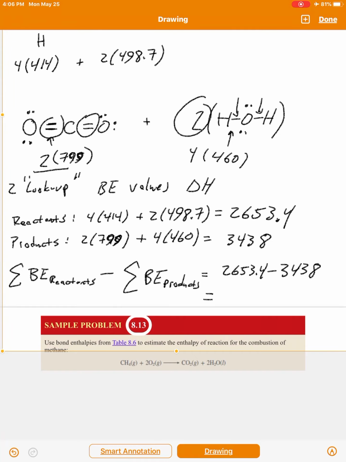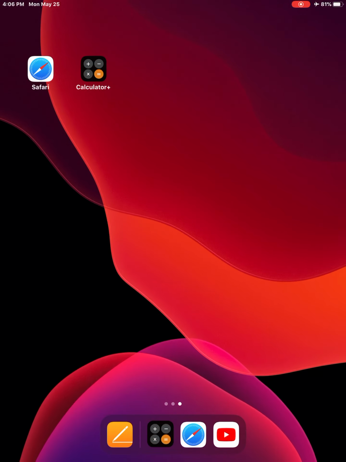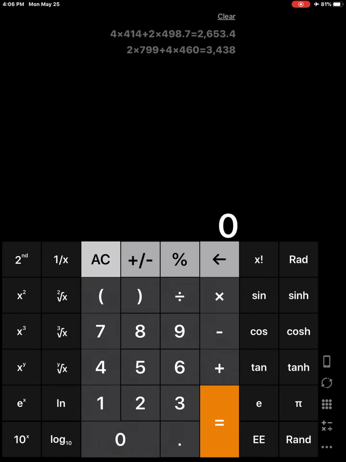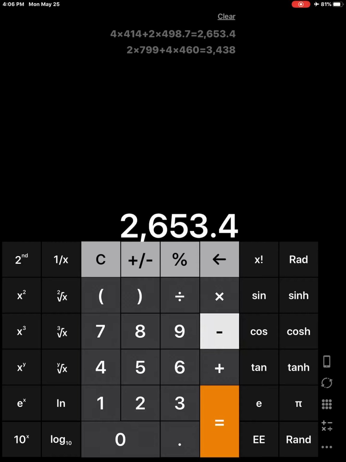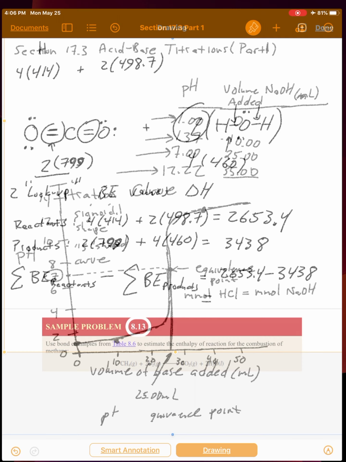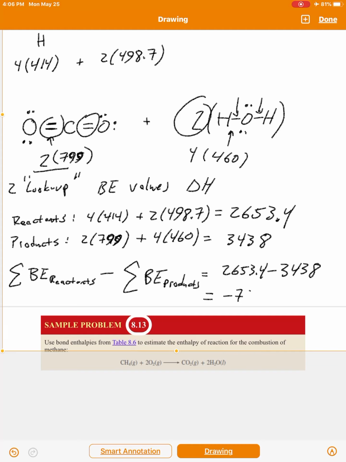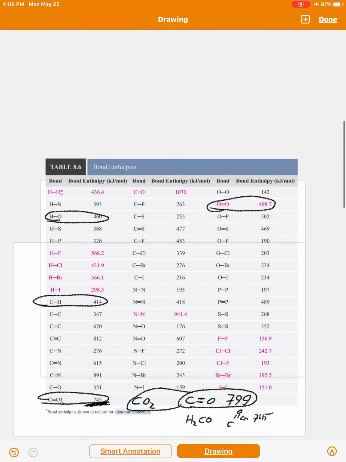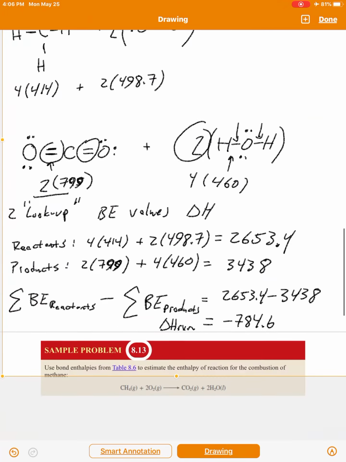So 2653.4 minus 3438, and you get negative 784.6. And that's the heat of reaction. A couple points about this calculation. One is the units. What are the units? Kilojoules per mole in this table. So we're going to use the same units.